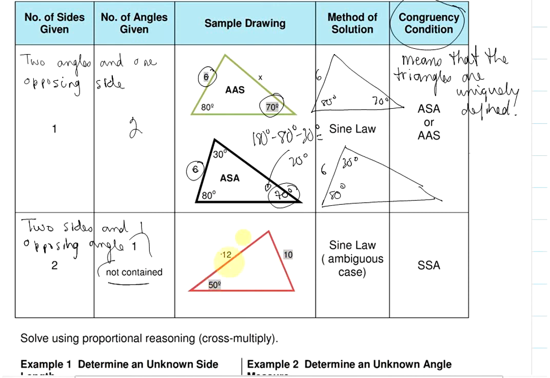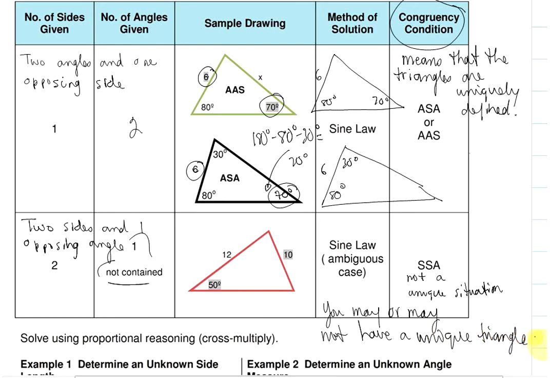But what's important here is that a side-side angle is not a unique situation. It can be, but at the same time, it might not be. So in this situation, you may or may not have a unique triangle.